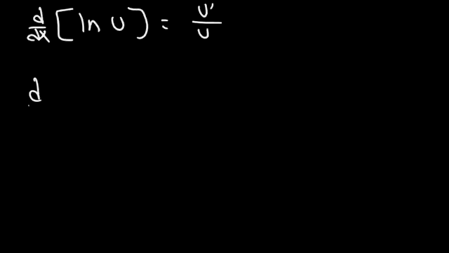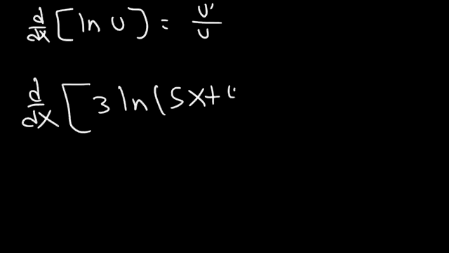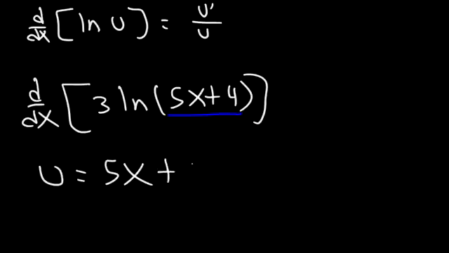For the sake of practice, try this one. Find the derivative of 3 times the natural log of 5x plus 4. So the u variable is going to be 5x plus 4, and u prime is the derivative of 5x plus 4. The derivative of 5x is 5, and the derivative of the constant 4 is 0.